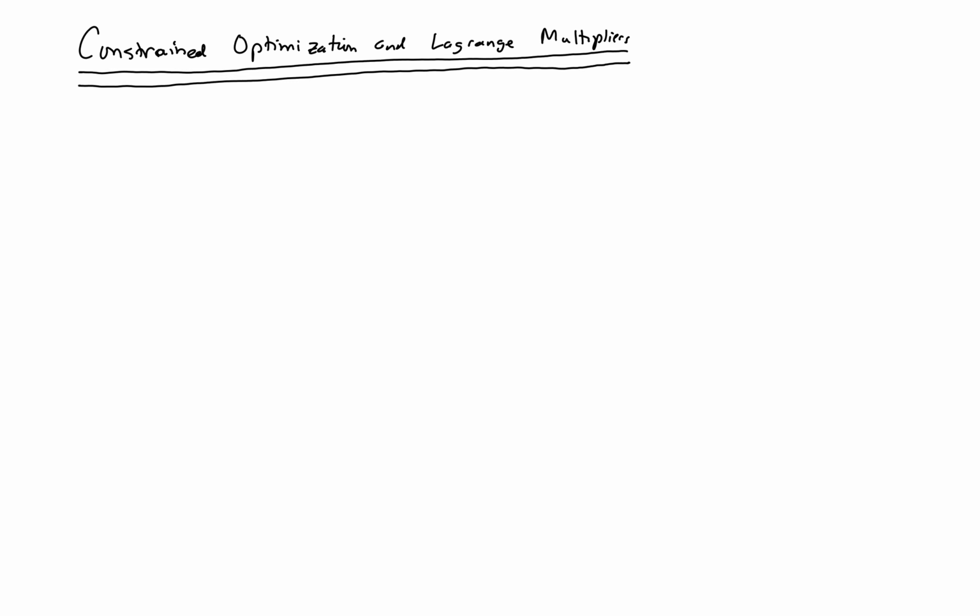Okay, so we're going to talk about constrained optimization and Lagrange multipliers. This is going to follow up on the flipped class video of the same subject. As a quick recap, let's recall what our problem is. We want to find maximums and minimums of functions z equals f of x y.